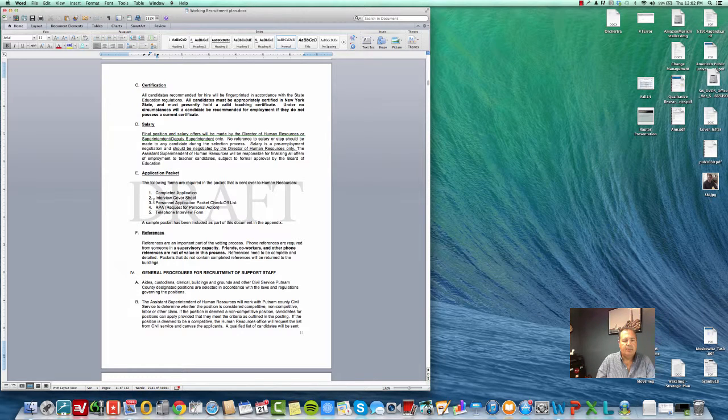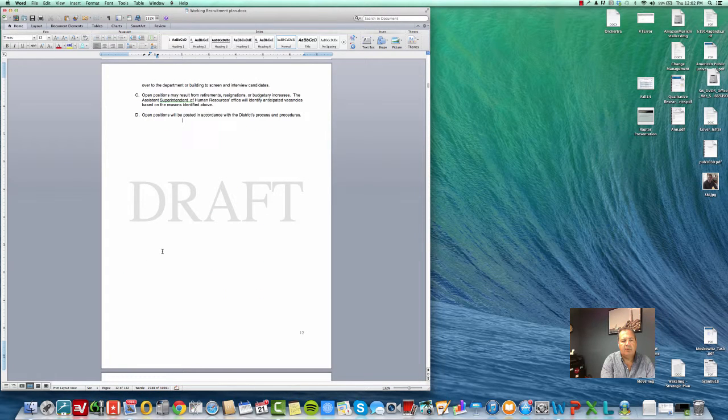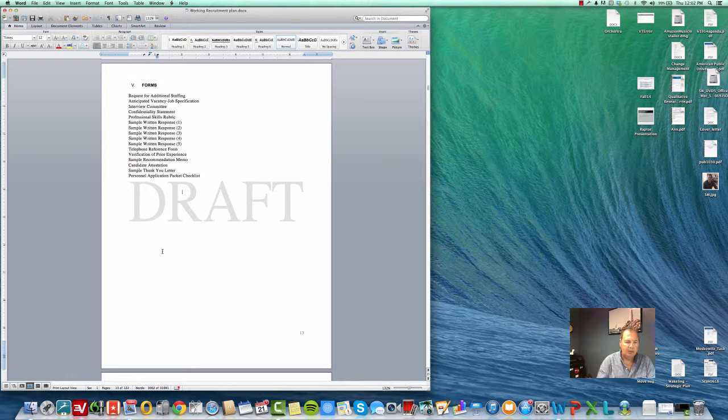There is information here about the application packet, information here about the references. Procedures for the support staff are very similar, and so forth. We have forms in here, which I won't take you through, but I'll just show you the forms. If you need staffing, we're going to have a form for additional staffing. We're going to ask for a vacancy specification, so it's possible that maybe Frank interviewed somebody who was very, very good, who was number 2, didn't make it. We might have somebody in our minds who could maybe serve.